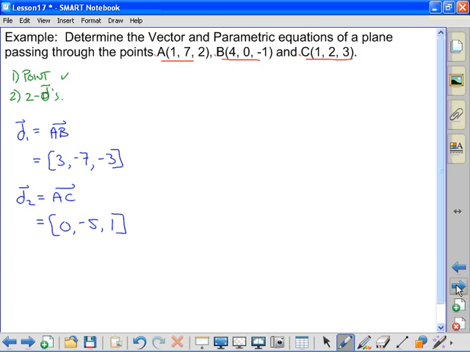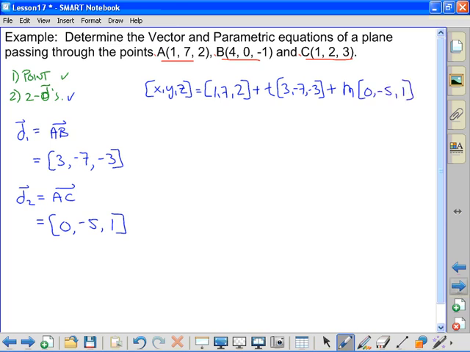So now I have lots of information. I can now find my vector equation of a plane. So x, y, z equals, I'll just pick point A as my reference point, plus t times 3, -7, -3, plus m times 0, -5, and 1.